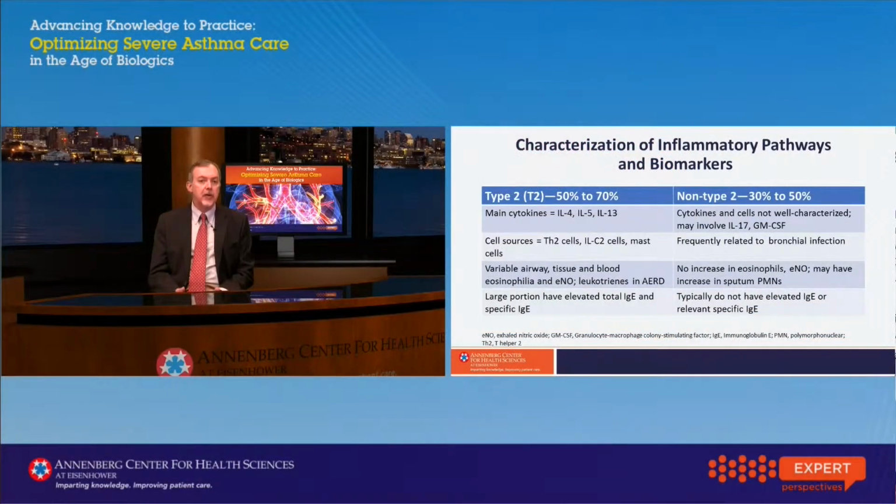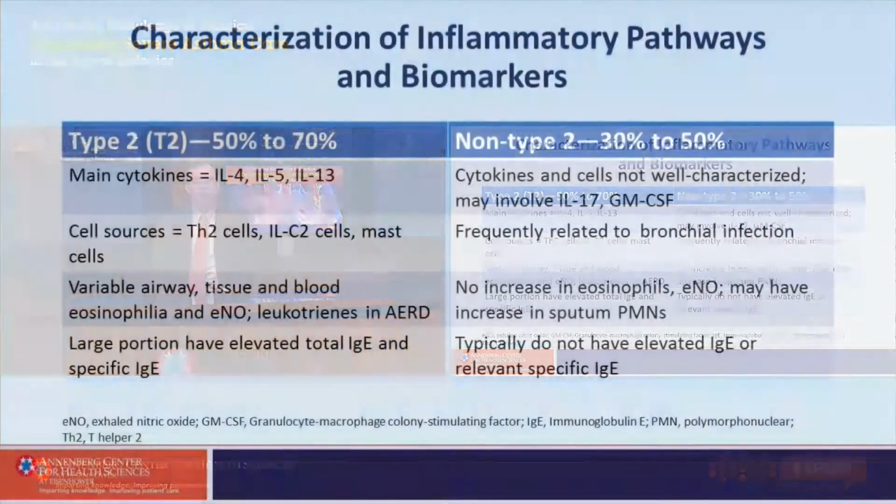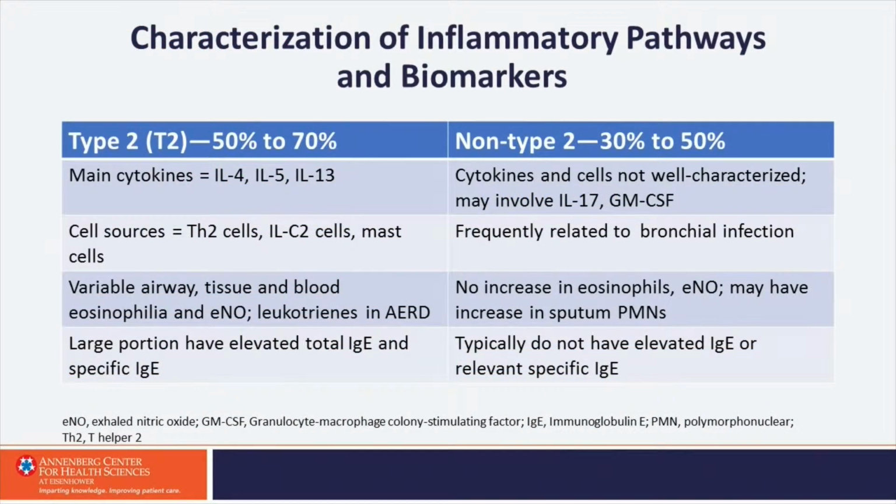Now, the discussion that we've been having about phenotypes and clusters of asthmatics takes us to the next topic, which is really to characterize better the inflammatory pathways and biomarkers that we use to differentiate asthmatics clinically. We're going to break it down very simply into 2 pathways of asthma. The first being what we call type 2, previously called Th2 or T2 type of asthma, which comprises about 50 to 70% of all patients. The other being a non-type 2 pathway, which includes the other 30 to 40% of asthmatics.